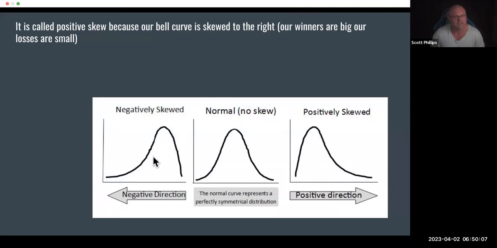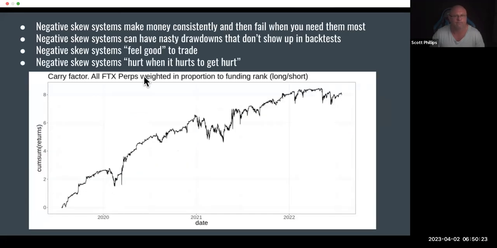The other type of trading is like mean reversion trading, lots of different stat arb trading, lots of different types of trading, a negative skew. They have a much higher win rate, but all the winners, these are the winners and these are the losers, are small, and the losers have a big tail. So negative skew systems, they make money consistently and then shit the bed right when you don't want them to. They have drawdowns that don't show up in backtests. Positive skew backtests tend to be quite accurate. Negative skew, you're just really taking big risks.